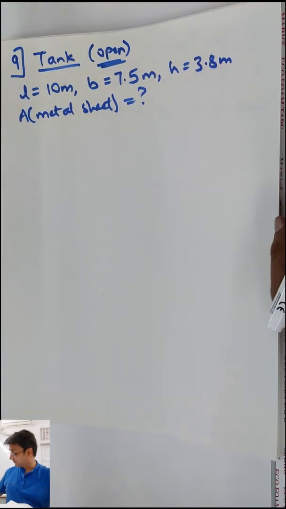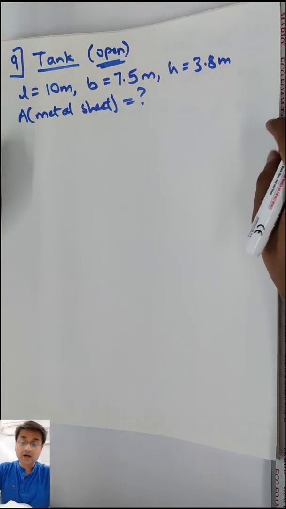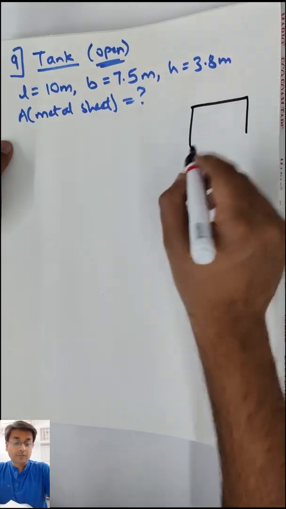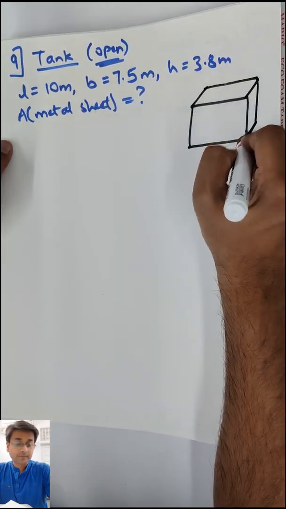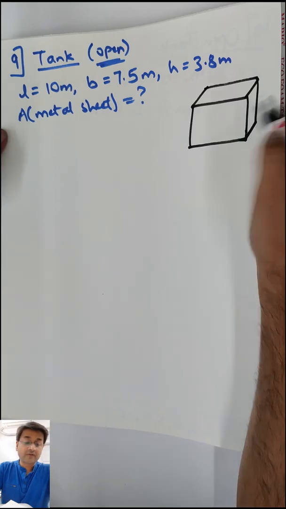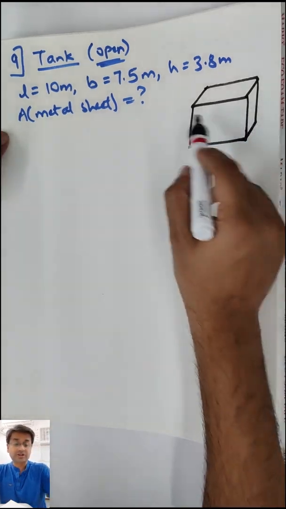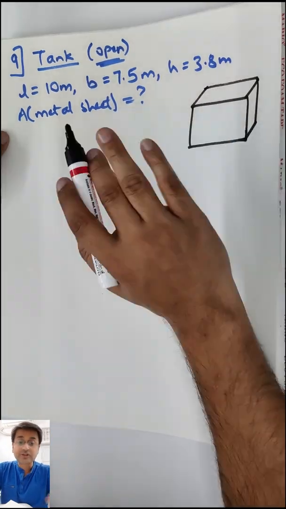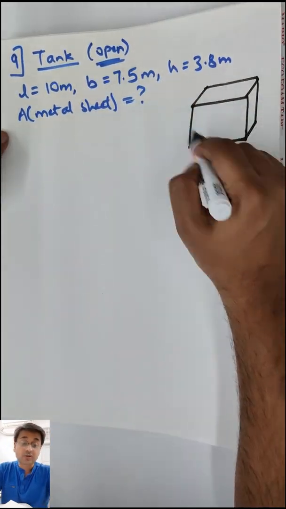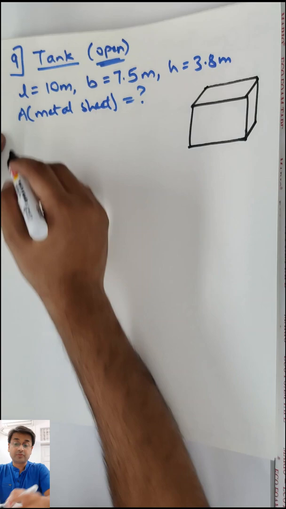We've got no choice. Sum number 9. There is a tank which is open from top. So let's say this is your tank, open from top. Alright. What is the area of the metal sheet? So metal sheet is going to be the 4 walls and the base. The roof is open. Okay, so that we can't take total surface area now. So you got to be smart over here.